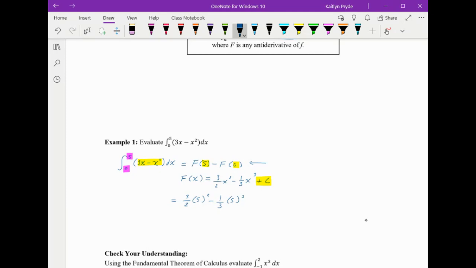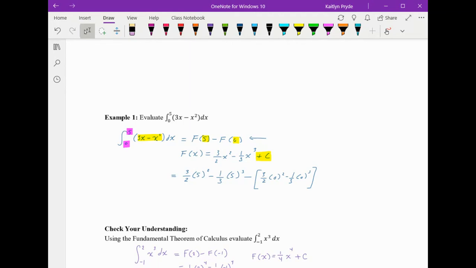And then here, I'm going to subtract from it 3 over 2 times 0 squared minus 1/3 times 0 cubed. Now, some of you are just saying, that's just 0. Yep, if you saw that, you could have just written that right away. This ends up being 25 times 3, which is 75 over 2, minus 125 over 3. And that's going to give us negative 25 over 6.